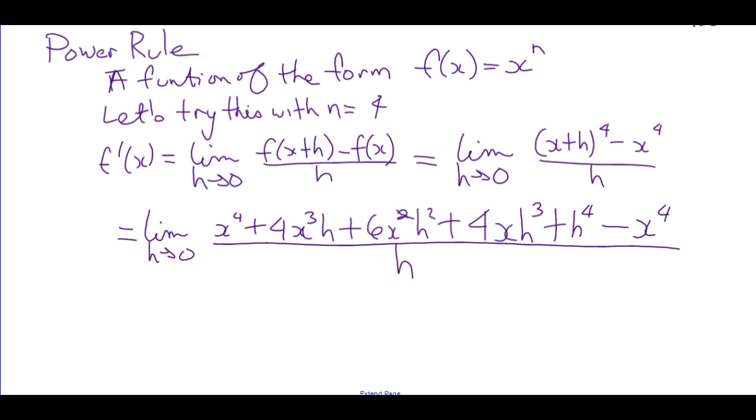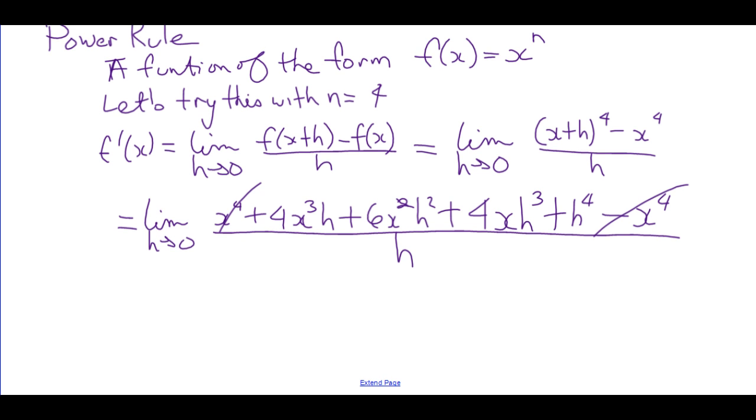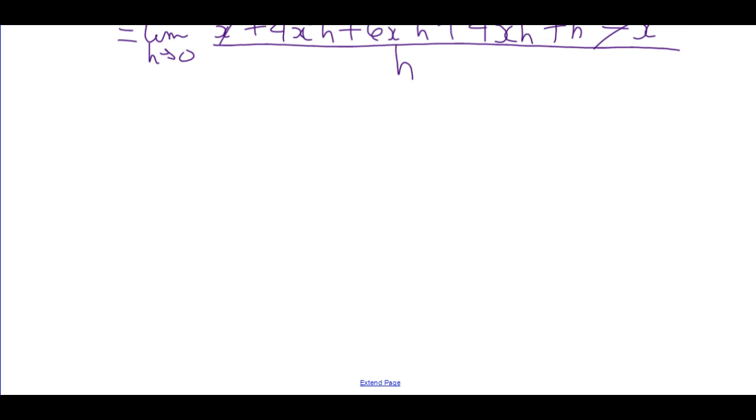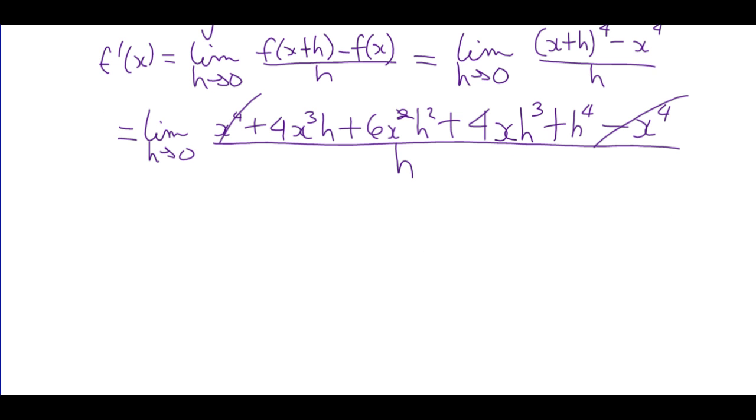Now you get this interesting pattern emerging, right? Which is, hey, an x to the 4th, but I'm subtracting an x to the 4th. And then all of these remaining terms have an h in them. So I can divide everything by h, okay? And if I do that, just extend this and scroll this back up. I divide everything by h, so it's still a limit.